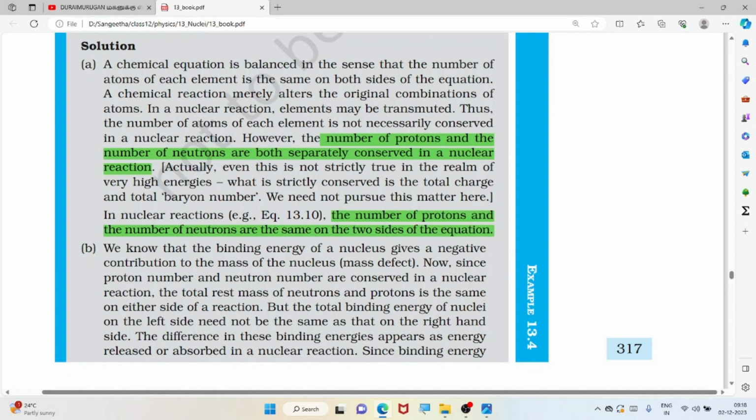Actually, even this is not strictly true in the realm of very high energies. What is strictly conserved is the total charge and the total baryon number. We need not pursue this matter here. In a nuclear reaction, the number of protons and the number of neutrons are the same on the two sides of the equation.